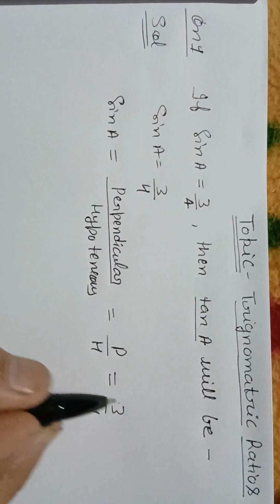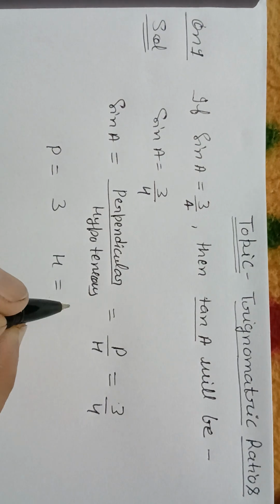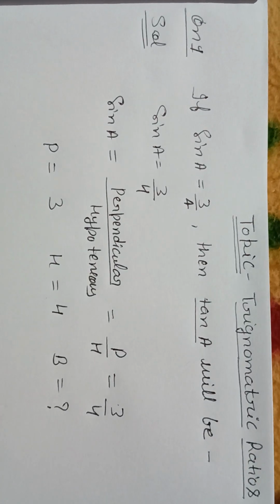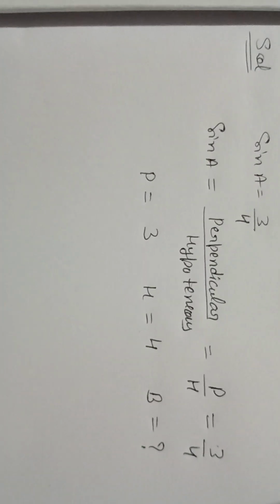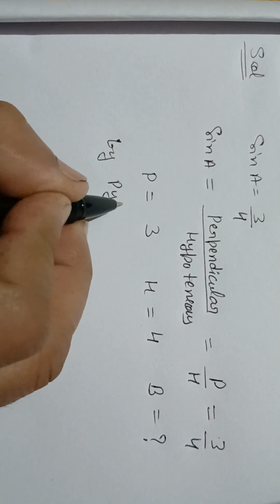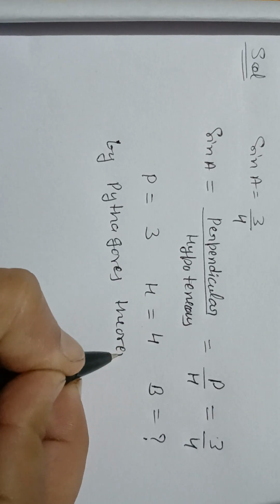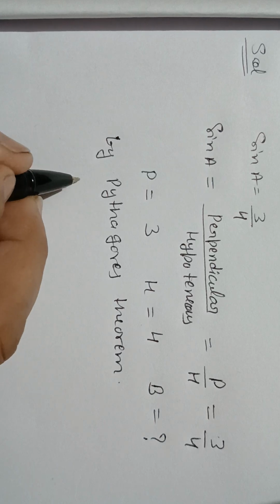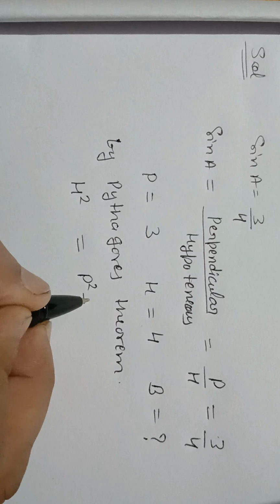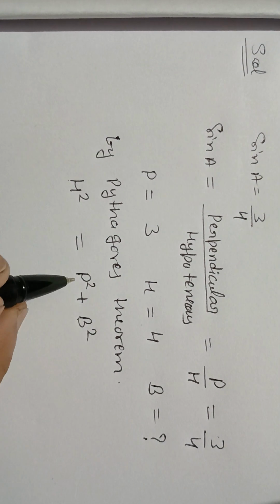So the value of perpendicular is 3 and value of hypotenuse is 4 here, but we don't know the value of base. So find the value of base. For this I will use Pythagoras theorem. By Pythagoras theorem, what Pythagoras theorem says, square of hypotenuse equal to square of perpendicular plus square of base. B for base, H for hypotenuse, P for perpendicular.